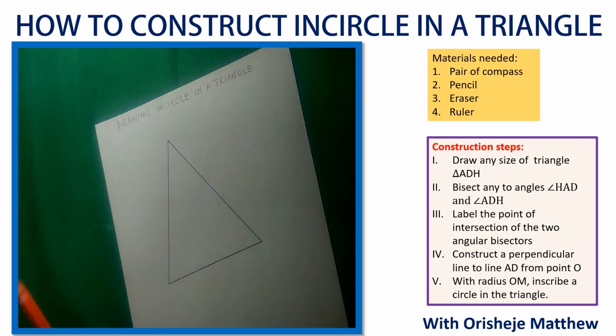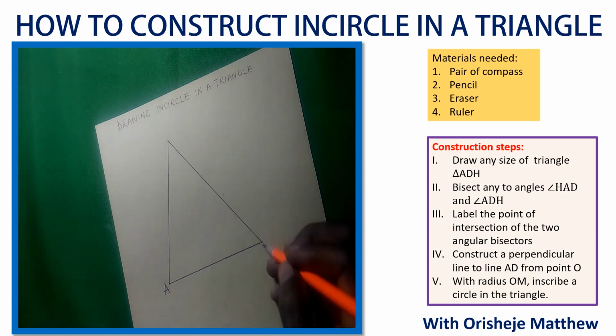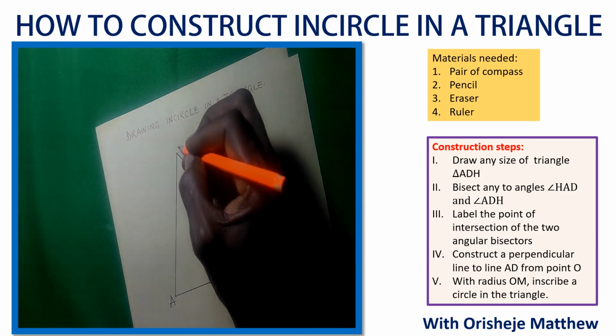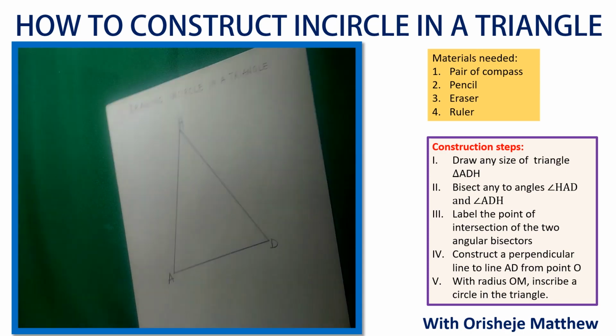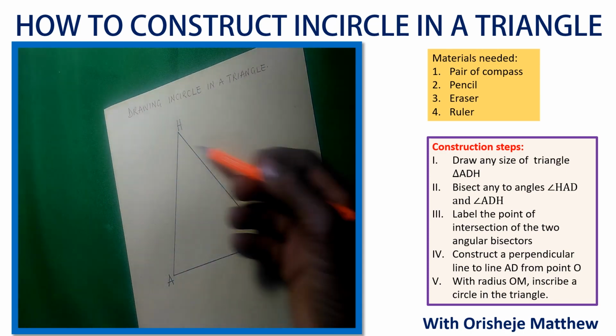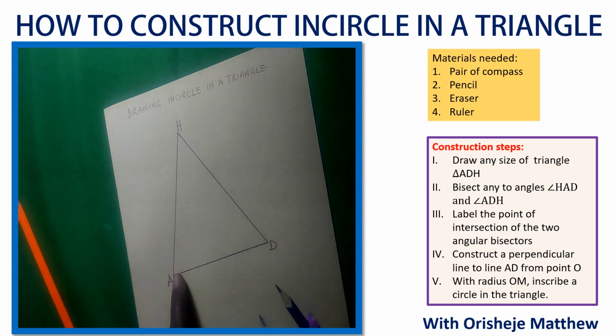Let's label the triangle ADH. So we have that triangle ADH. We want to construct an incircle inside. So what are the things we need? The first thing, we are going to construct the bisector of any two angles.